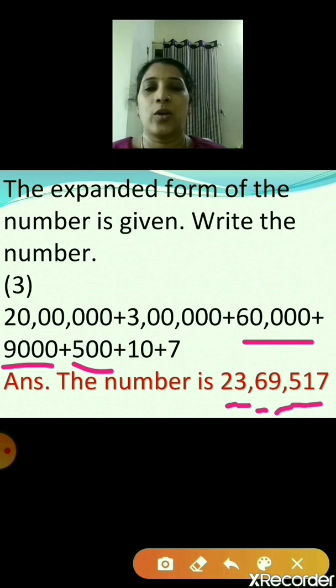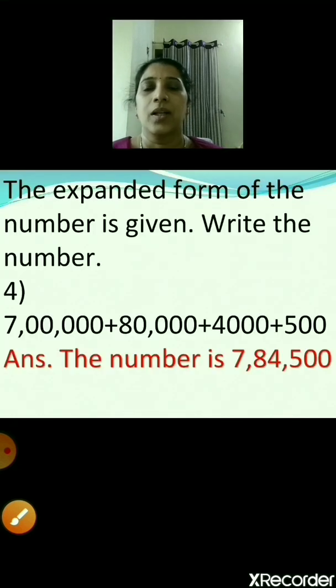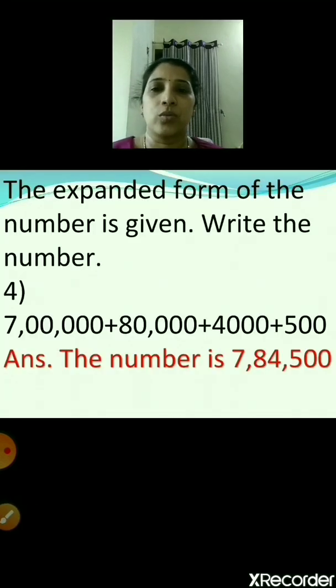23,69,517. So I hope students you are understanding it. Let's move to the fourth one. So the fourth one is 7 followed by 5 zeros plus 8 followed by 4 zeros plus 4 followed by 3 zeros plus 5 followed by 2 zeros.